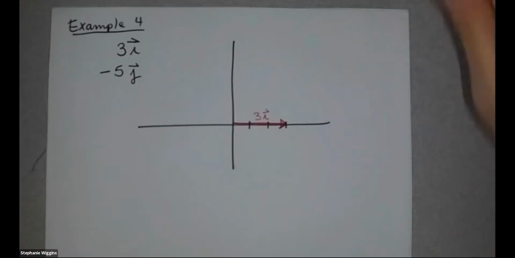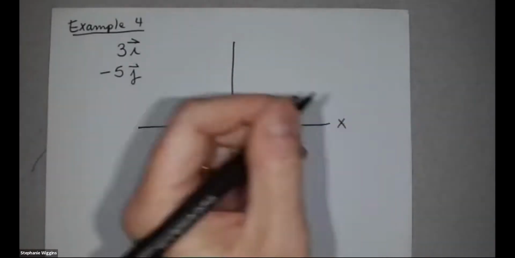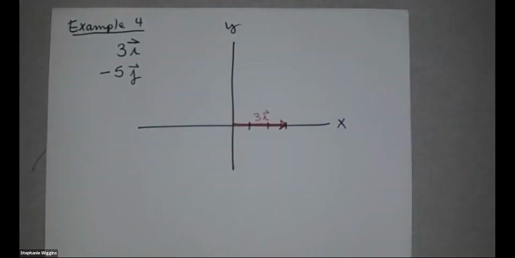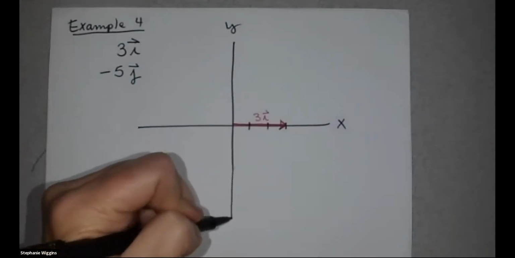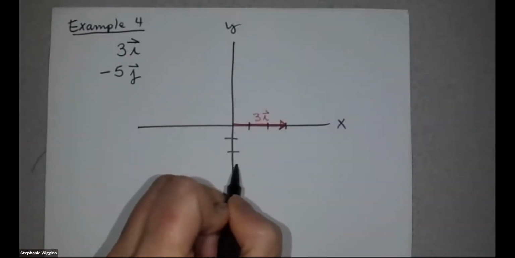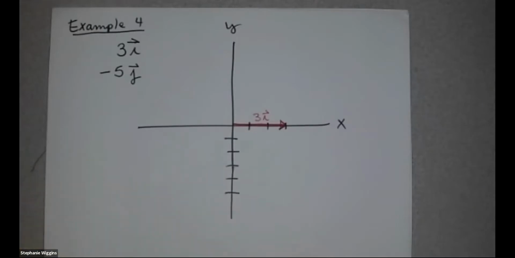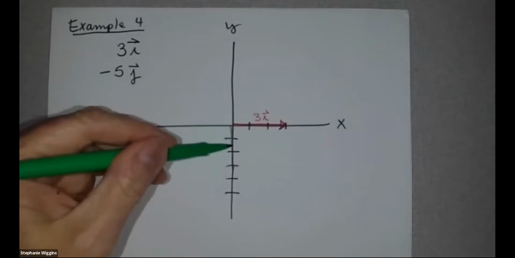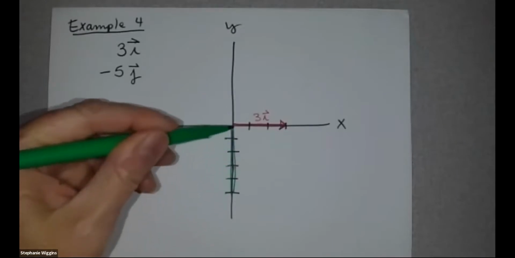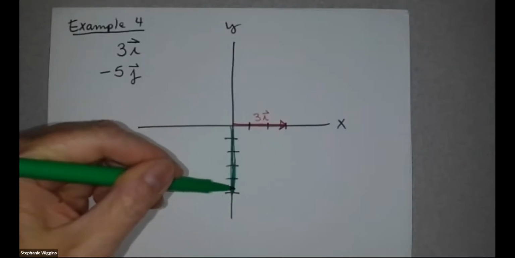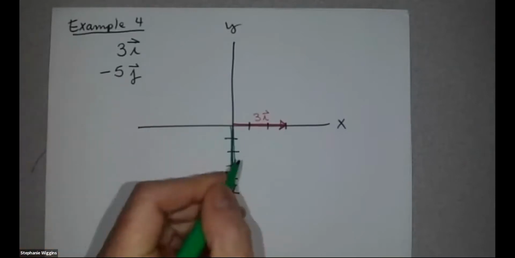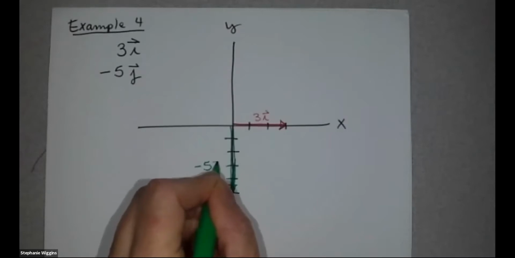So here is the x-axis, here's the y-axis. So if I want to plot -5j, I'm going to go down 1, 2, 3, 4, 5. So remember, j points in the positive y direction, but when we change the sign, we go in the opposite direction. So this is -5j.